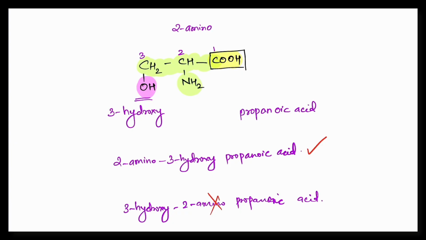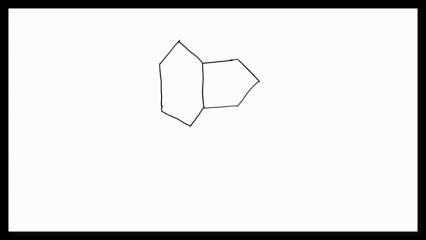Let's move to the next example. This time we have a cyclic compound. It's an alkane, and we are seeing the bond line diagram of this alkane. The interesting part is there are more than one cycles in this compound. Let's see what we do when there are more than one cycles present in the compound.